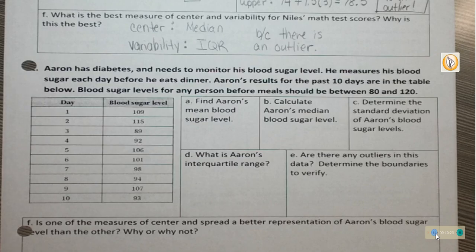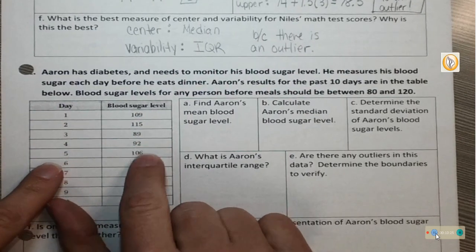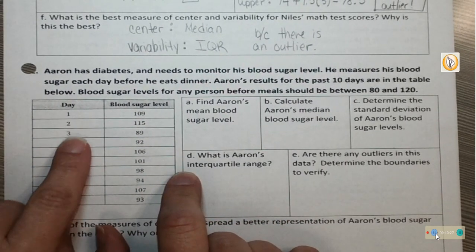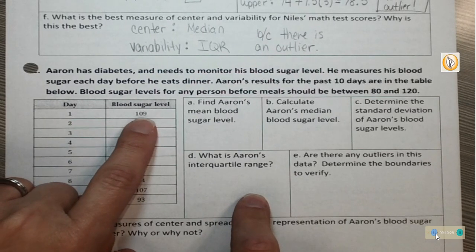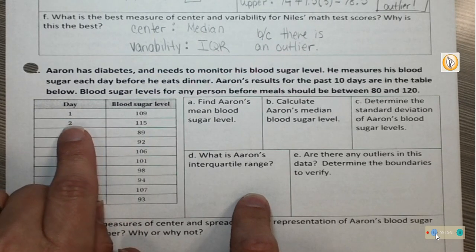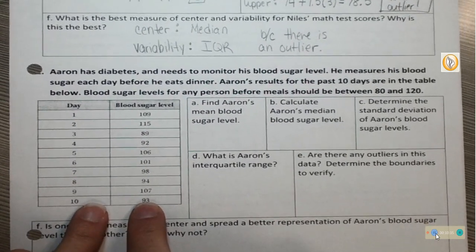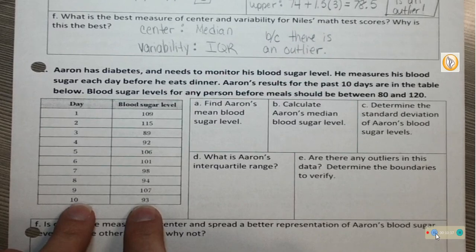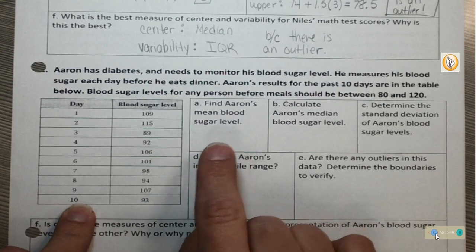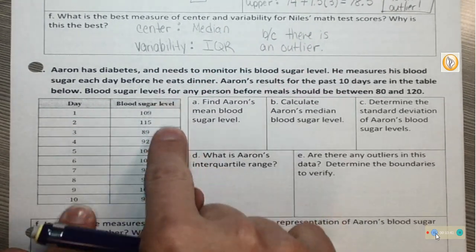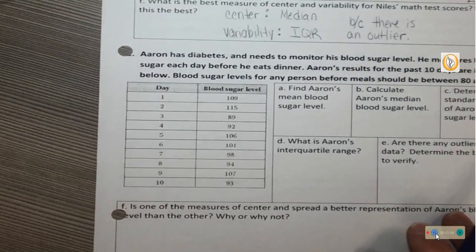Now, you have two sets of numbers. This side is simply telling you that on day 1, his blood sugar level was 109. On day 2, his blood sugar level was 115. Which set of numbers are we really trying to analyze? The blood sugar. So these are the numbers you need to enter into your data.